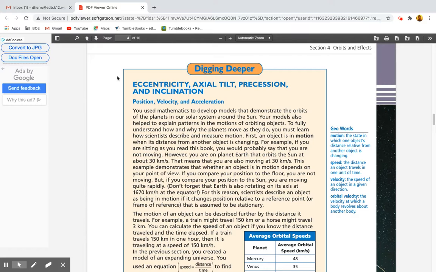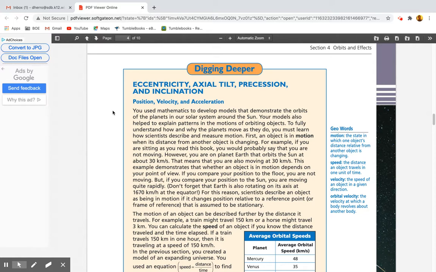Astronomy, Chapter 8, Section 4, Digging Deeper: Eccentricity, Axial Tilt, Precession, and Inclination; Position, Velocity, and Acceleration. You used mathematics to develop models that demonstrate the orbits of the planets in our solar system around the Sun. Your models also help to explain patterns in the motions of orbiting objects.